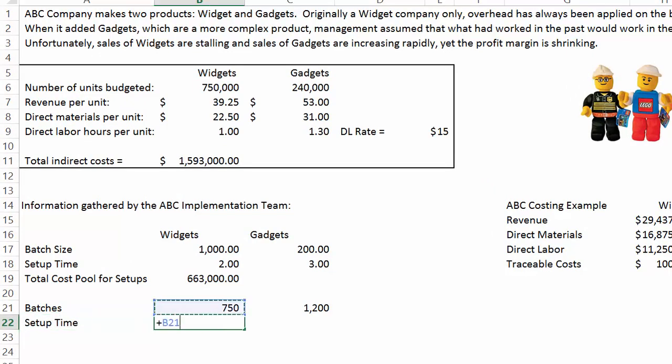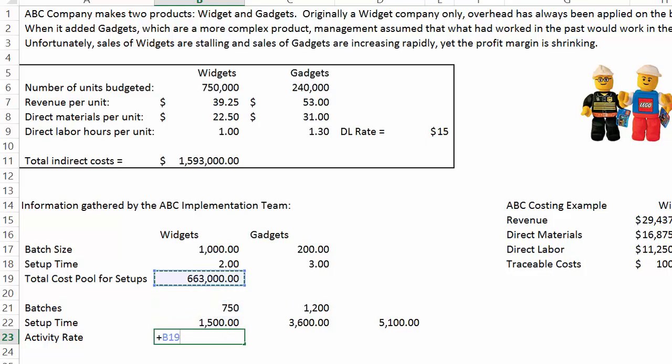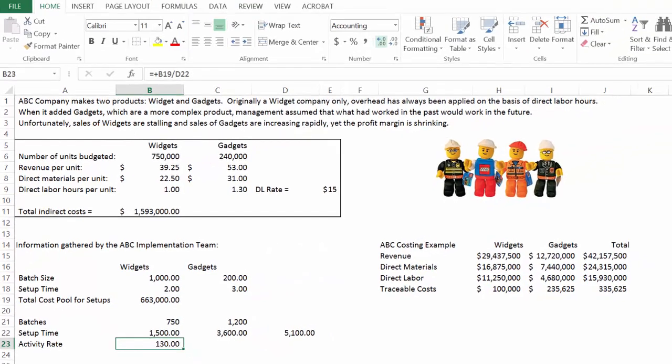We have 750 batches times 2 hours a batch. Means we're going to spend 1,500 hours setting up for widgets. 1,200 batches times 3 hours a batch is 3,600 hours. And so that is a total of 5,100 hours. My activity rate then will be the total cost in the cost pool, remember estimated overhead, divided by estimated driver units, is going to be $130. And we can take these decimals out and make sure that that's an even 130, and it looks like it is.